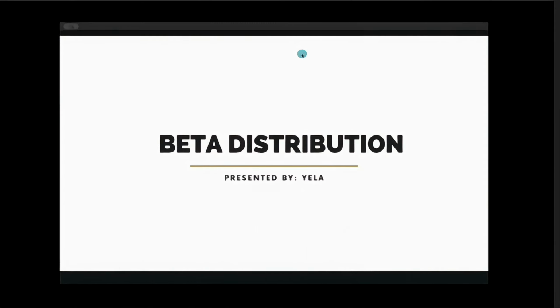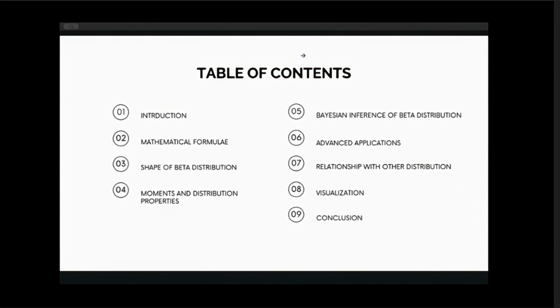Now, this is the table of contents that we will cover in this session. First is introduction, second would be mathematical formula, then shape of the beta distribution, moments and distribution properties, Bayesian inference of beta distribution, advanced applications, relationship with other distributions, visualization, and conclusion.